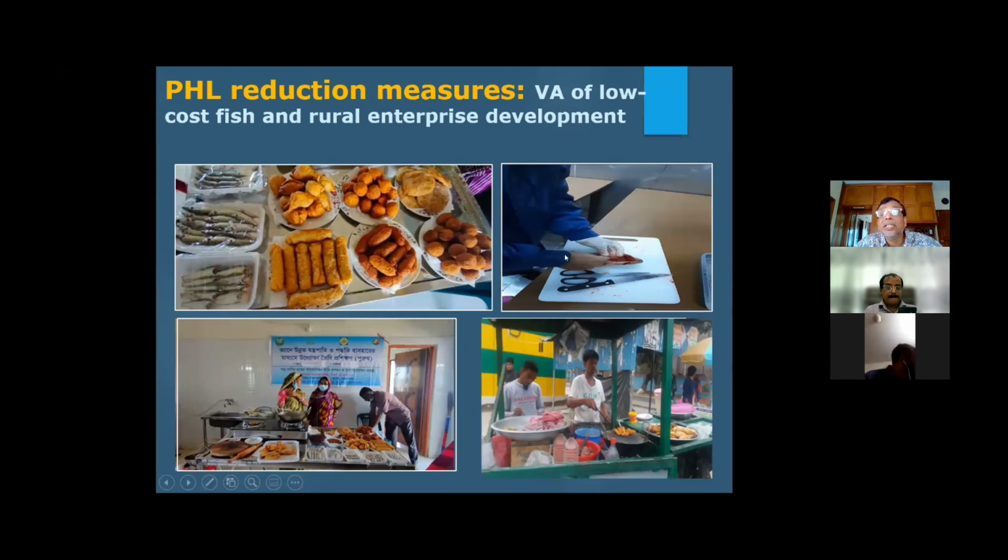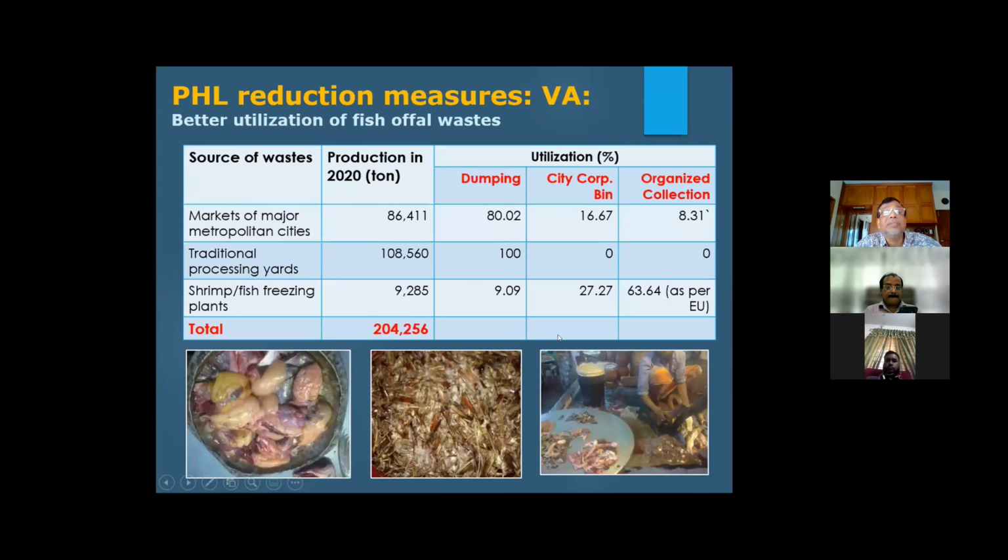And we have also taken measures to debone the Hilsa, because Hilsa has a lot of bones, so we have developed a technique to debone Hilsa fish. And another important aspect is better utilization of fish offal waste. It is also one of the important post-harvest loss reduction measures in Bangladesh.